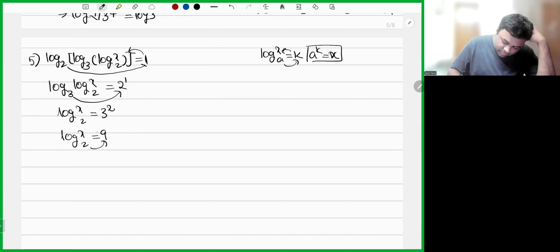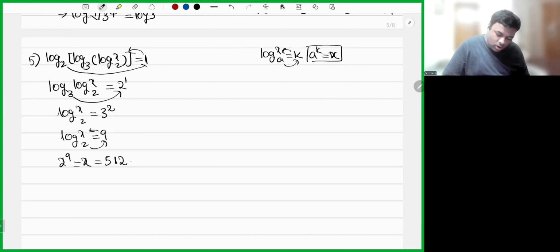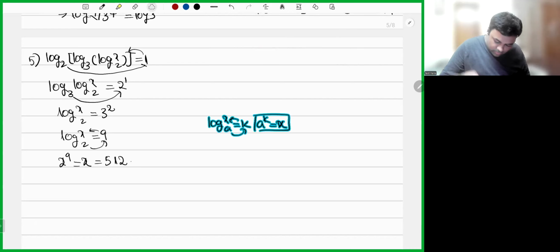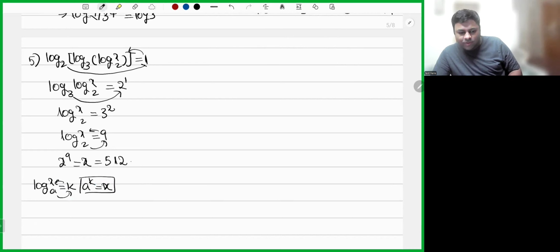Again, 2 power 9 is equal to x. What is 2 power 9, my dear friends? 512. Okay, so this is how you will convert log back into number. So the answer is 512.